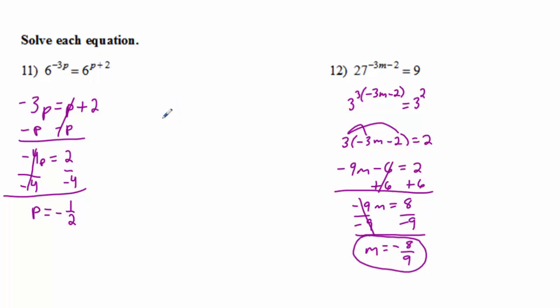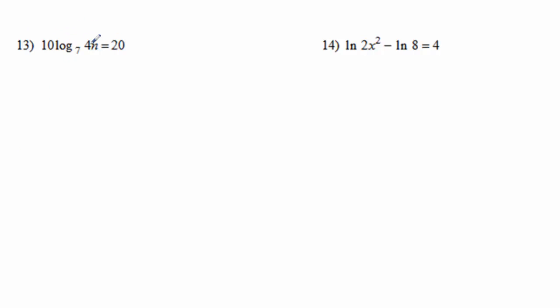Now on 13 through 15, we have logarithms, so to solve them at some point we're going to have to get rid of the logarithm by rearranging. But before we do that, we need this logarithm to be by itself, so I'm going to divide by 10 on both sides, to get the log base 7 of 4n by itself, and now it equals 2.